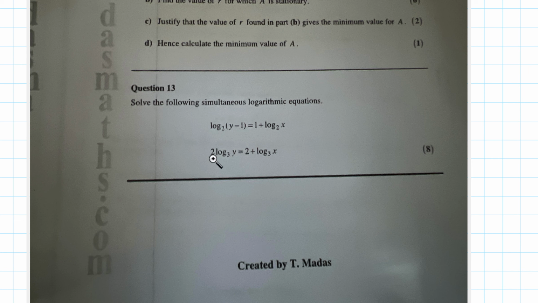We've got log base 2 of (y minus 1) equals 1 plus log base 2 of x, and then 2 log base 3 of y equals 2 plus log base 3 of x. The issue with this question is the fact that both equations have different bases.